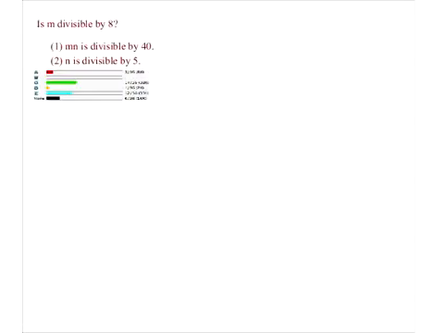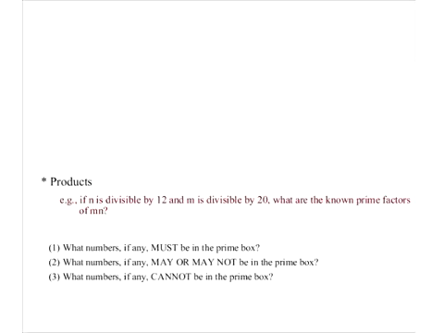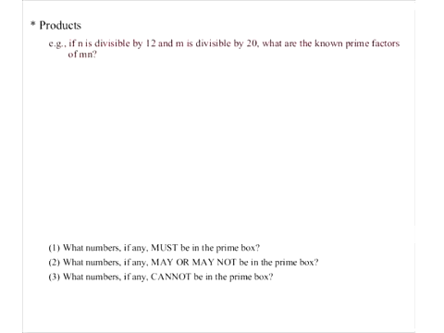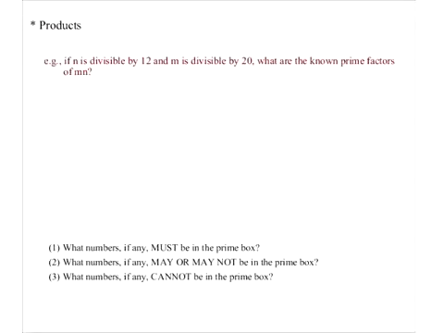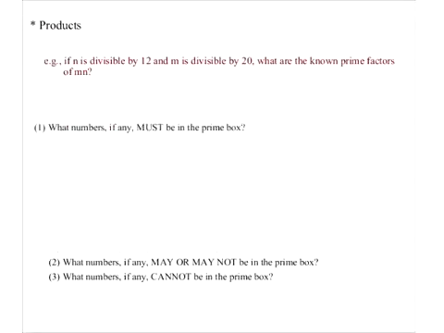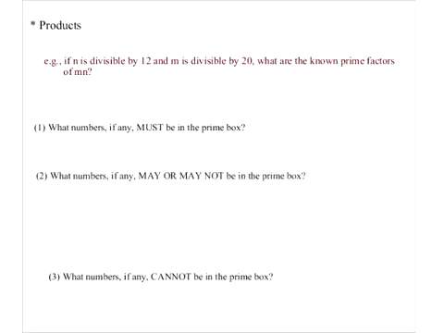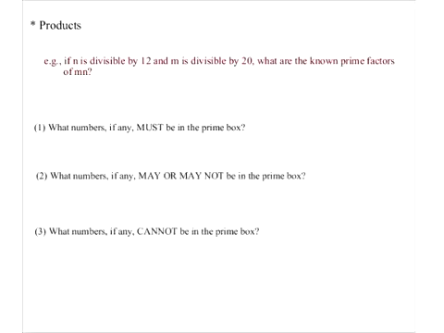Here you go. And we'll come back to this question in a second. So if n is divisible by 12 and m is divisible by 20, then what are the known prime factors of m and n? Now notice this is different, okay? Now we're actually talking about two different numbers. Very important.